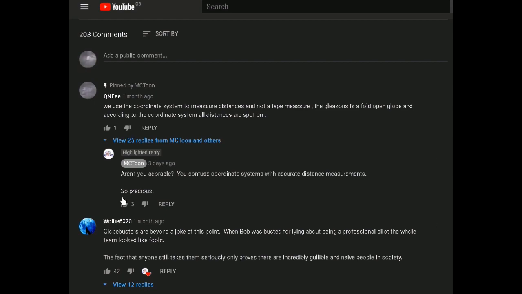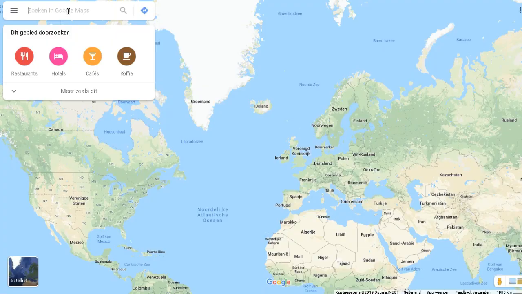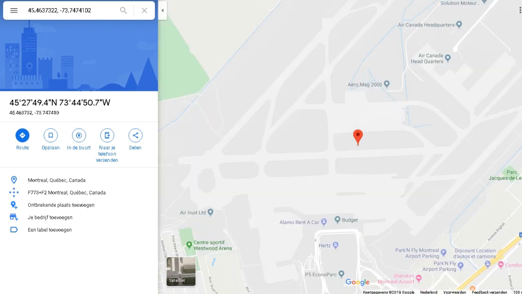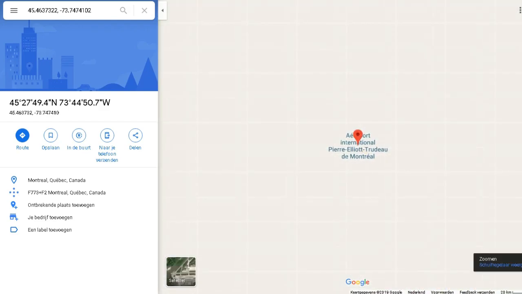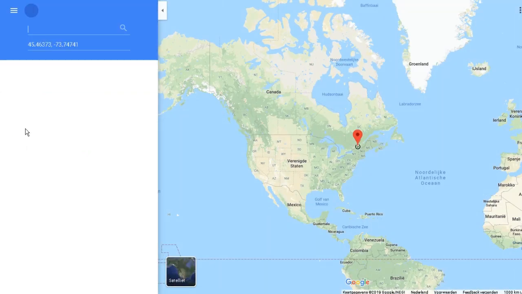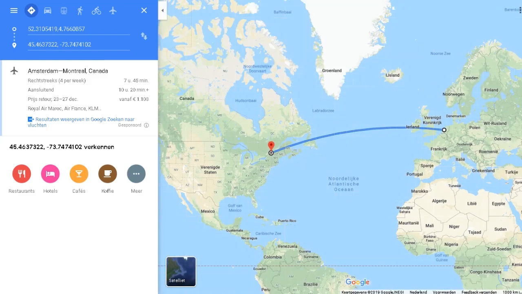And here is other Rita Wolfie. So this Daffy Duck don't understand the coordinate system. Let me see. Let me put in the coordinate from Canada Airport here. Canada Airport. Now I will fill in Amsterdam Airport, the coordinates. Let's measure the distance.